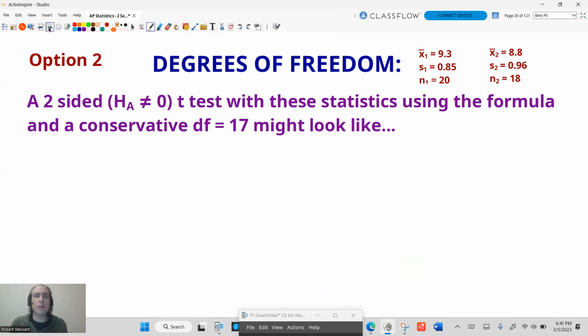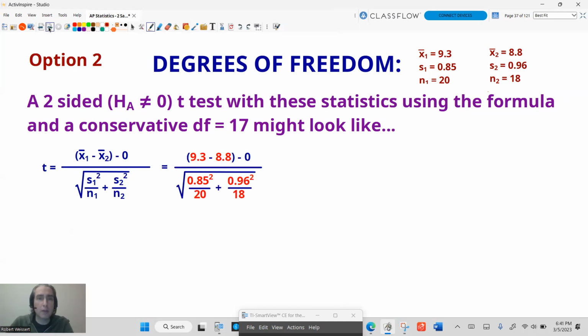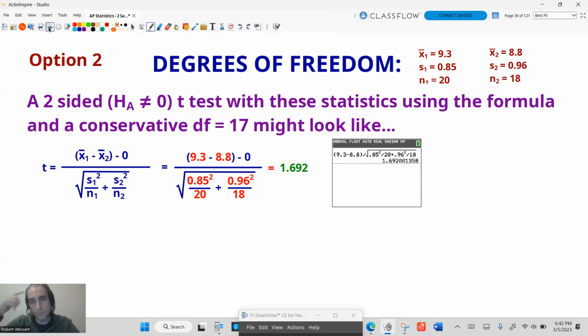Now, as far as a test goes, let's say this is a two-sided test for our purposes here. If you're doing the test statistic, you're going to do the difference in the two sample means minus 0, because the null is 0, divided by the standard error. That might look something like this. And of course, we're going to want to calculate that test statistic. And so we get about 1.692. All right, that's our t.